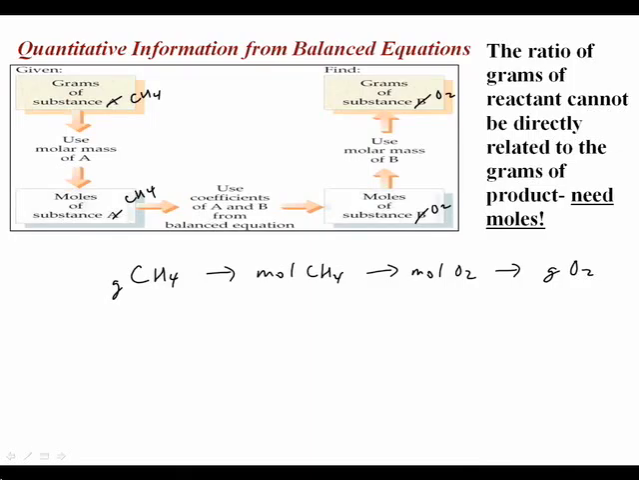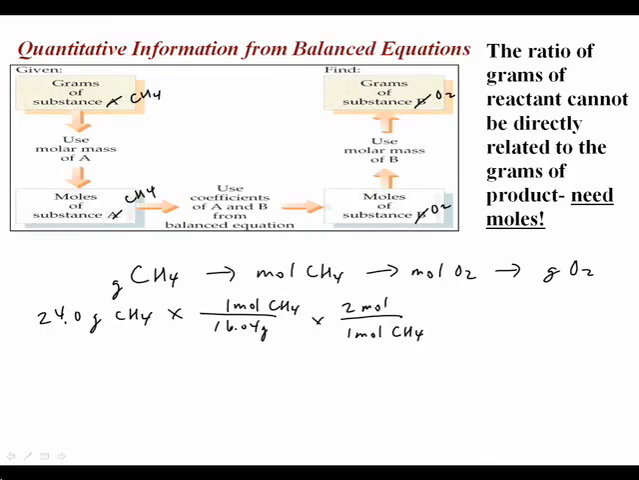We would take 24.0 grams CH4 times 1 mole CH4 per 16.04 grams. On the previous page, we saw from the balanced equation that 1 mole of CH4 is stoichiometrically equivalent to 2 moles of O2.